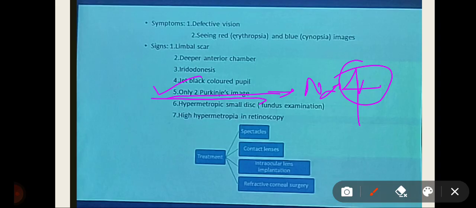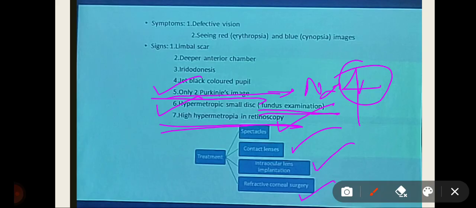Next one is a hypermetropic small disc. That is revealed from fundus examination. Fundus examination shows this hypermetropic small disc. Retinoscopy and autorefractometry reveal the hypermetropia. So what is the treatment? For treatment, we use spectacles, contact lenses, intraocular lens implantation, and refractive corneal surgery.